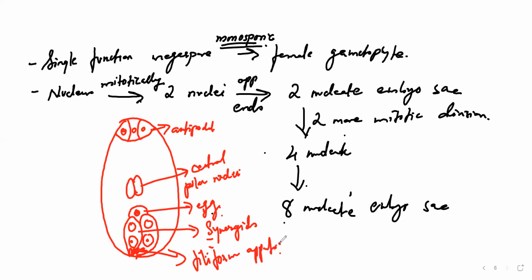Okay, so from the 1 nucleate state, it will undergo mitotic divisions where 2 nuclei, then 4 nuclei, then 8. So we are going to have an 8 nucleate embryo sac finally, right? So after the 8 nucleate stage, this is the structure, how we can see it if you enlarge it.